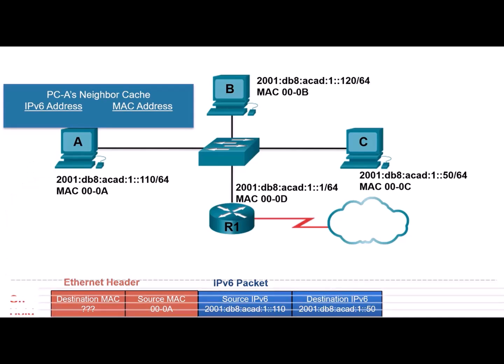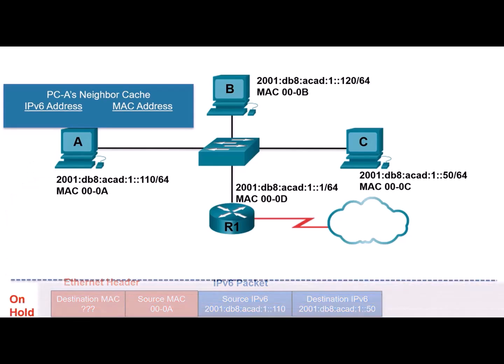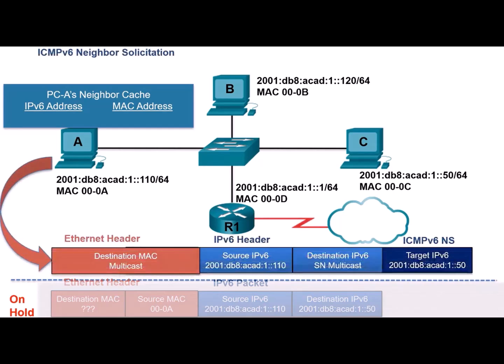The IPv6 packet is placed on hold, and host A creates an ICMPv6 neighbor solicitation message. This is similar to an ARP request used for IPv4 address resolution. One significant difference is that ARP messages are sent directly over Ethernet. IPv4 is not involved. The IPv6 address resolution process uses ICMPv6, which is then encapsulated in an IPv6 header and then encapsulated in an Ethernet header and trailer.